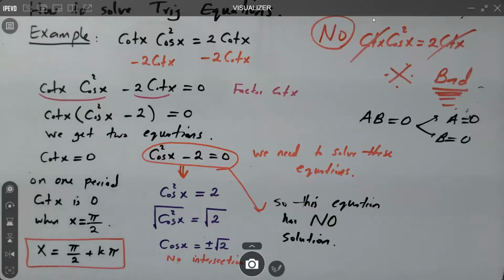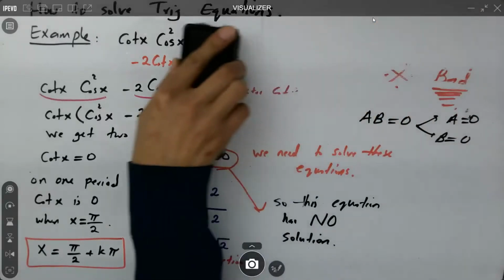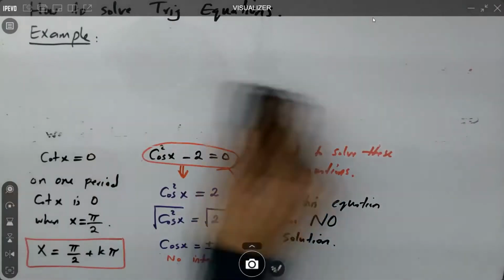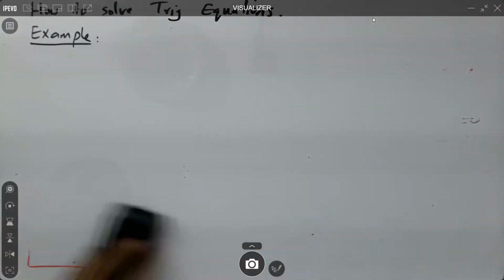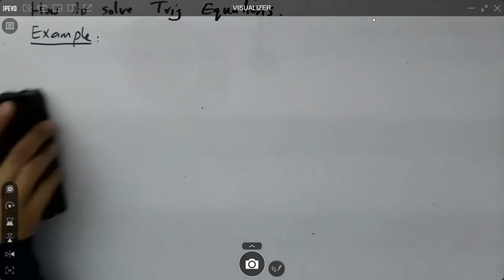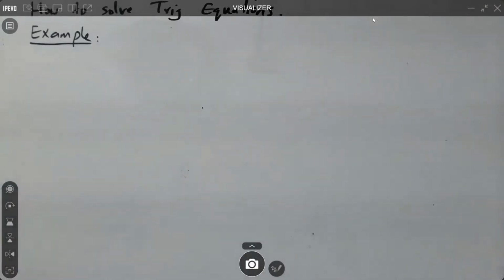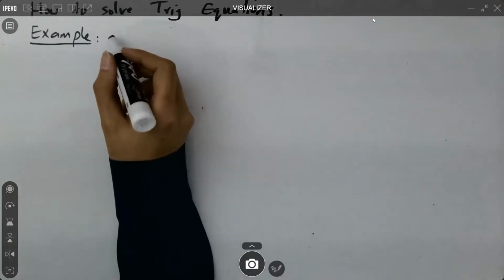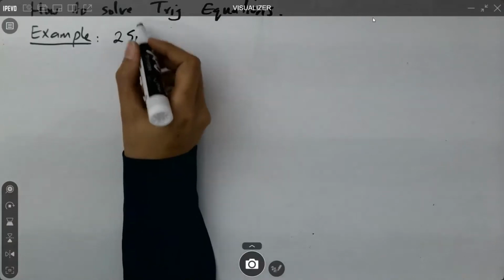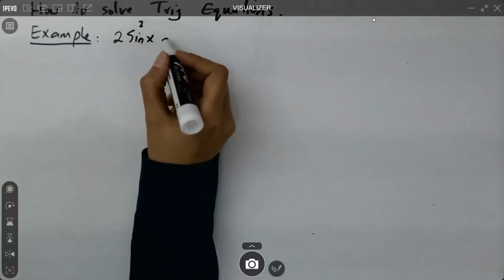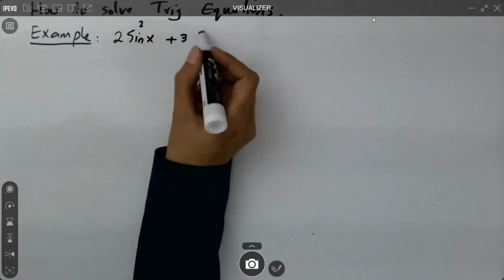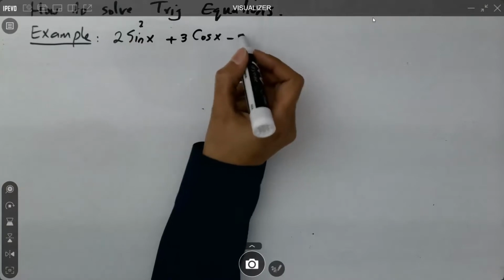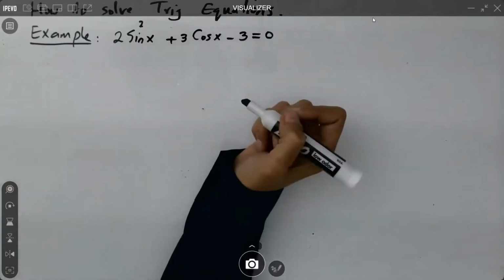Okay, let us make it more interesting. So now I'm going to give you this equation. Question says, solve the following. Here you have 2 times sine squared of x plus 3 cosine x minus 3 equal to 0.